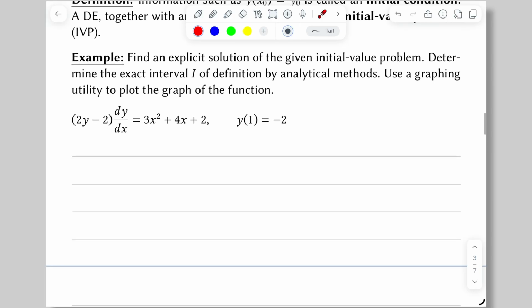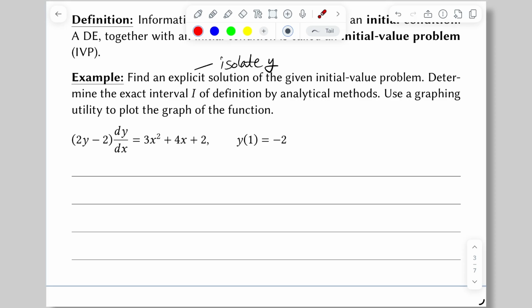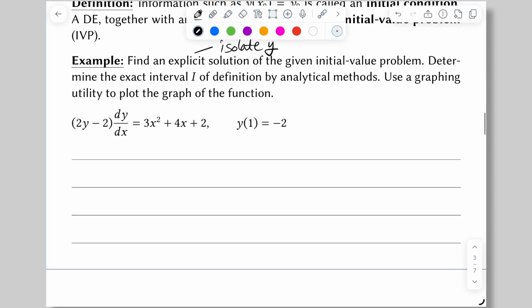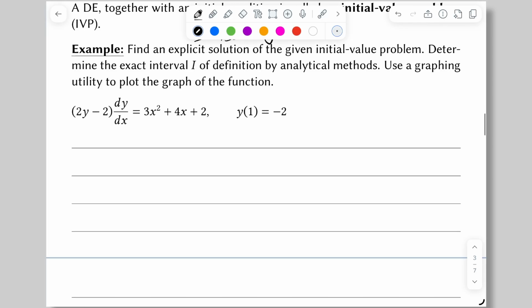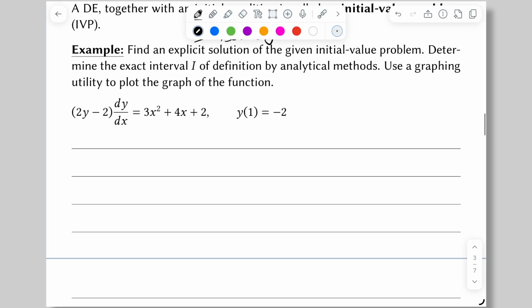have here. The equation is quantity 2y minus 2 dy dx is equal to 3x squared plus 4x plus 2. You'll find this is easily separable. We're asked to find an explicit solution, and that means we need to isolate y. You'll find the integration is pretty straightforward, uses the power rule. Little tricky to solve for y, but go ahead and do that.